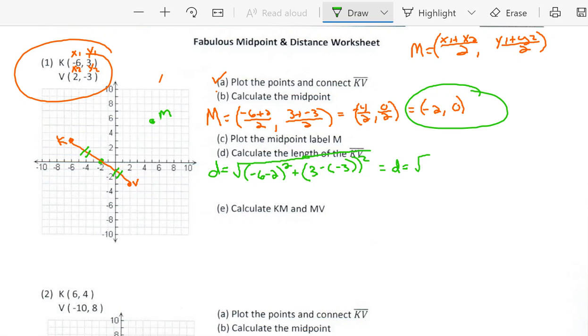D equals the square root of negative 8 squared plus 6 squared. Sorry, that's not negative 6, it's positive 6. And then we go ahead and do that. We end up with the square root of 64 plus 36, which equals the square root of 100, which is 10.